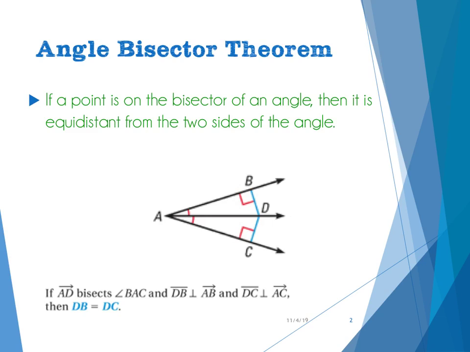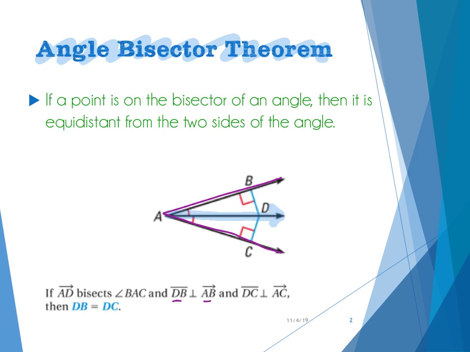So if a point is on the bisector of an angle, then it's equidistant from the 2 sides of the angle. That is the angle bisector theorem. So again, it has a name. You can use that name, or you can write the entire thing out if you're trying to justify a statement. So in this diagram, it says, if ray AD bisects angle BAC and DB is perpendicular to AB.